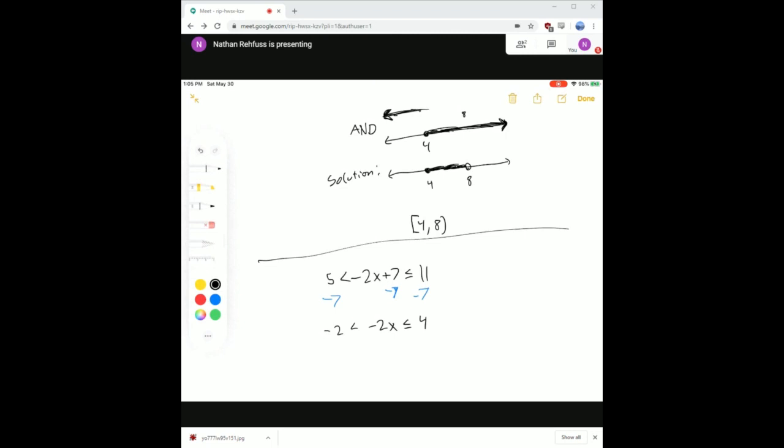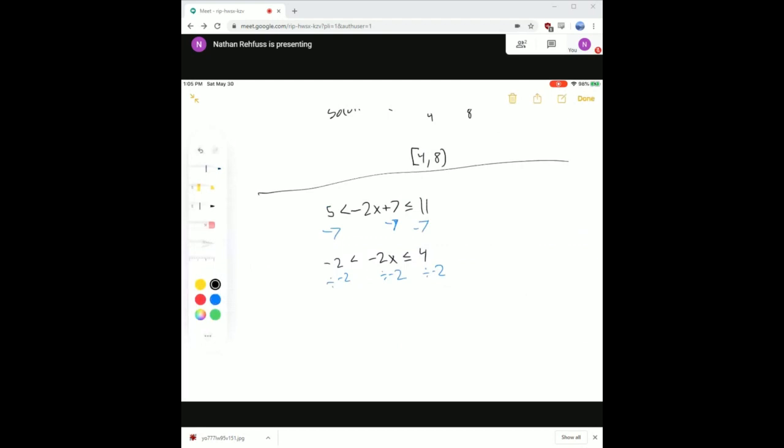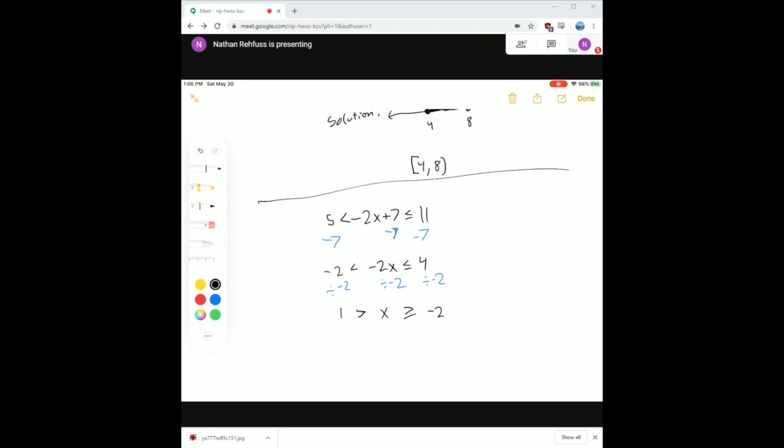Okay. I want to divide all 3 sides by negative 2. So this first number, negative 2 over negative 2, is going to be 1. Negative 2x over negative 2, that was the whole point, is getting x by itself. And the third one is negative 2. Now the thing is, since I multiplied or divided by a negative number, the signs flip. Both of them. So this becomes this, and that becomes that. And that's our solution set. x is at least as big as negative 2, no bigger than 1.